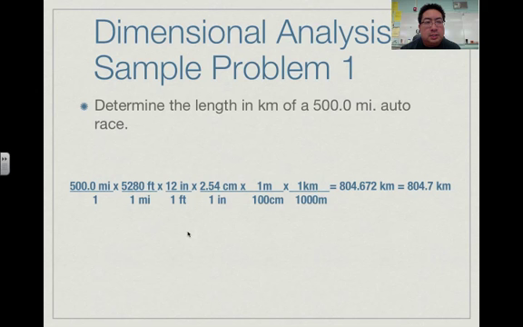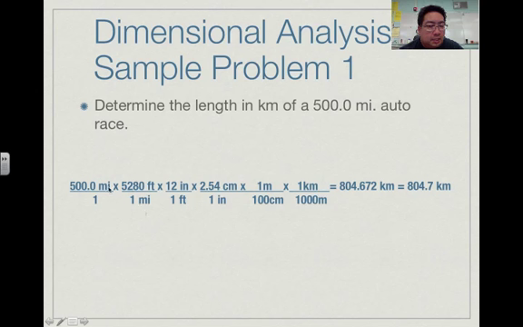So how about some samples that can help us along? Let's say we want to know how many kilometers there are in 500.0 miles. We start with our given over 1, our 500.0 miles. I know I want to end up in kilometers. I don't know how many kilometers there are in a mile, but I know how many feet there are in a mile. I know that there are 5,280 feet in a mile roughly.